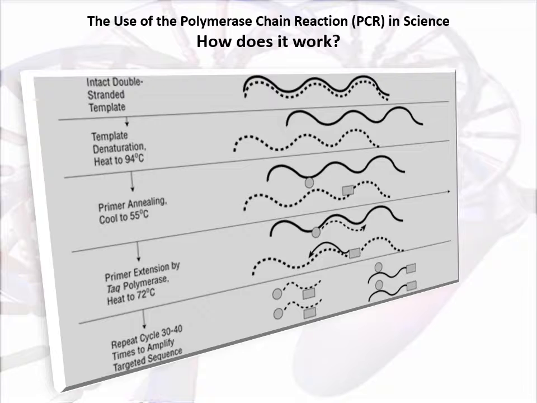Once this has occurred, we then move into the extension phase. The extension phase allows the Taq polymerase to extend the primers and for the addition of the appropriate nucleotides, resulting in the synthesizing of the new DNA strands. Once this occurs, the cycle repeats itself 30 to 40 times, and this will then allow for the new DNA template to be replicated.